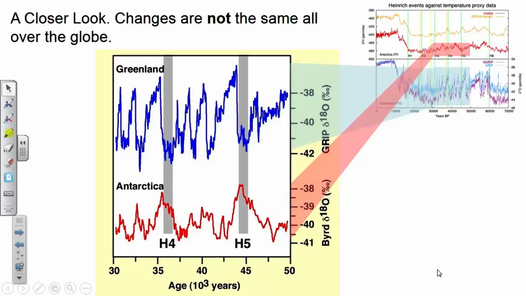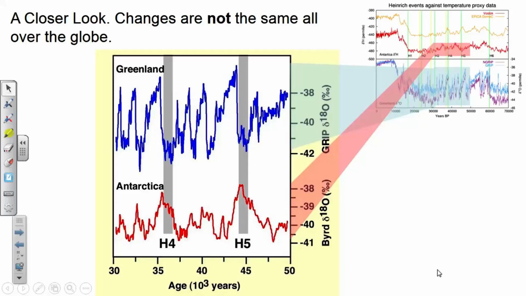So when Greenland is cold, Antarctica is warm. When Greenland is warm, Antarctica starts to cool down a bit. It's not completely out of phase, but it is definitely not in phase. Also, the shape of these changes is different as well. This is a lot sharper change, with gradual changes in Antarctica.